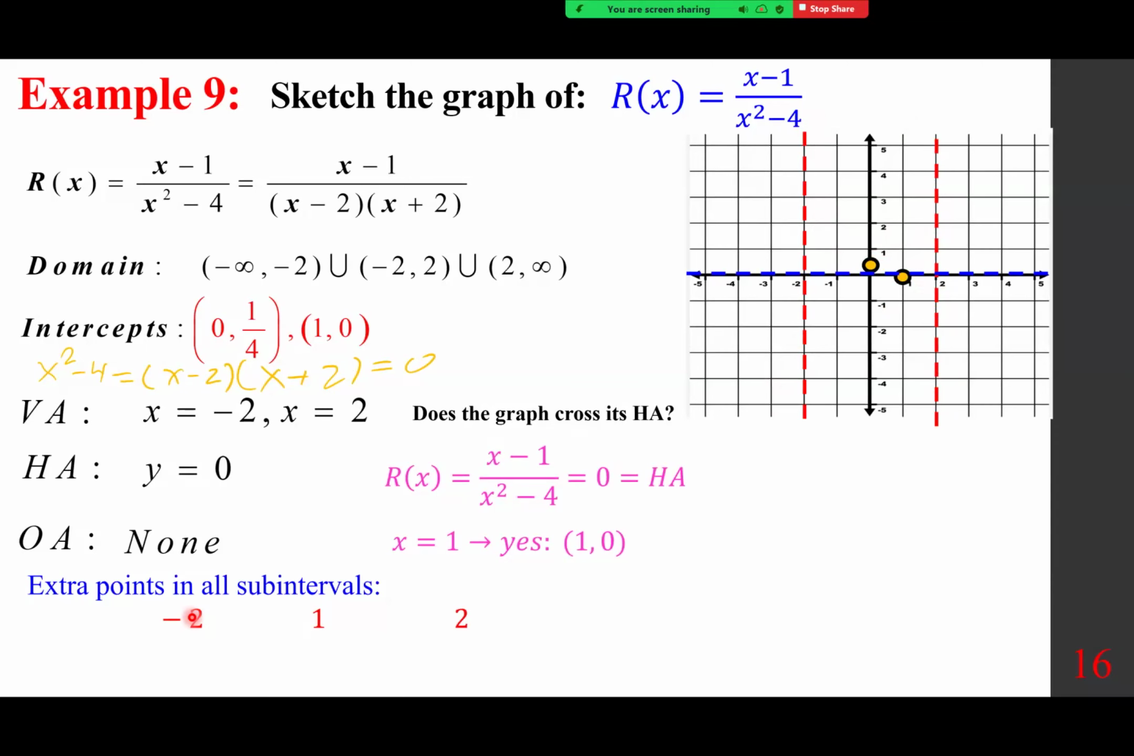So to the left of -2, you can pick a point and plug in. For example, if you put -3, you get -3 minus 1, which is -4. The bottom is -3 squared minus 4, so -4 over 9 minus 4, which is 5. You get -4/5, or -0.8.